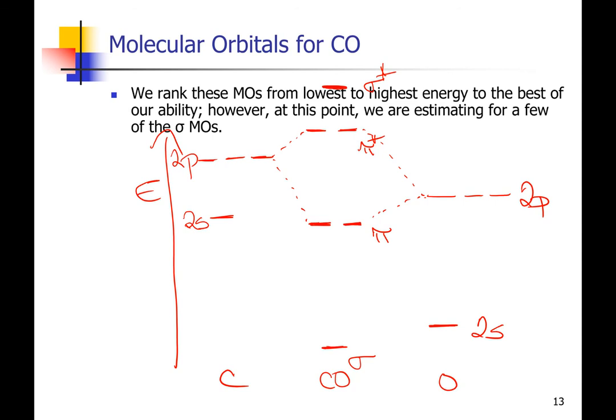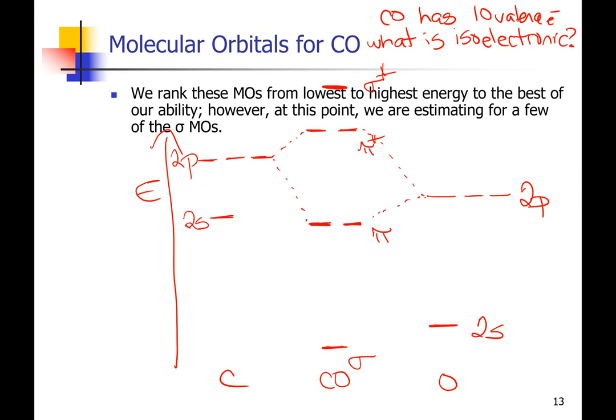And the 2 in the middle are a little trickier to think about where they should go. So what's a good trick for knowing where they should go? Well, CO has 10 valence electrons. What homonuclear diatomic has the same number of valence electrons? What homonuclear diatomic is isoelectronic with this?